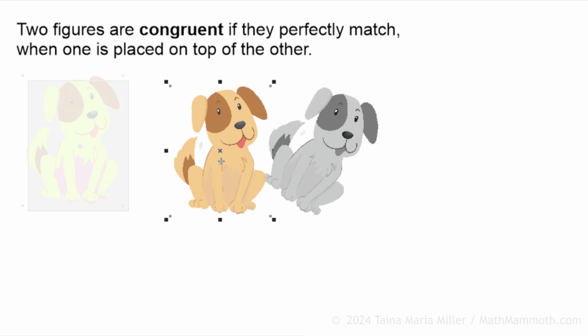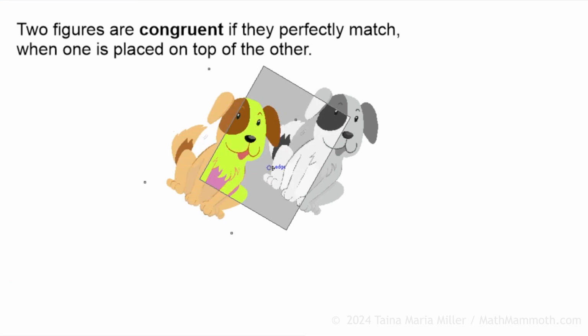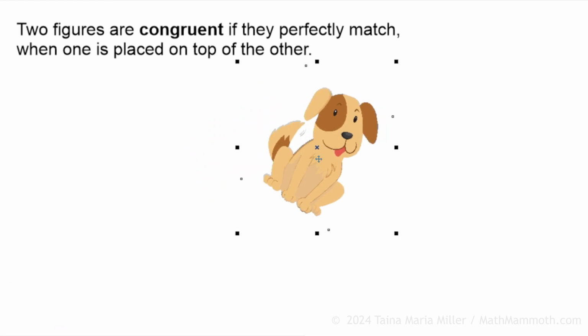And then, when I bring him over here, I can see that the one is turned over to its side, kind of. So I need to turn this one also, like that. Now it's turned over, or rotated. And then, once I move it over here, we can see that yes, I can make them perfectly match. So the doggies are congruent.